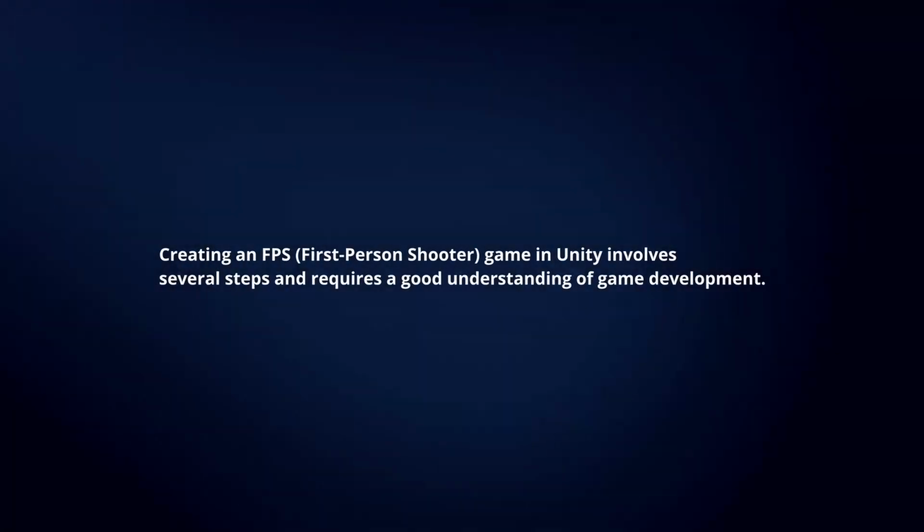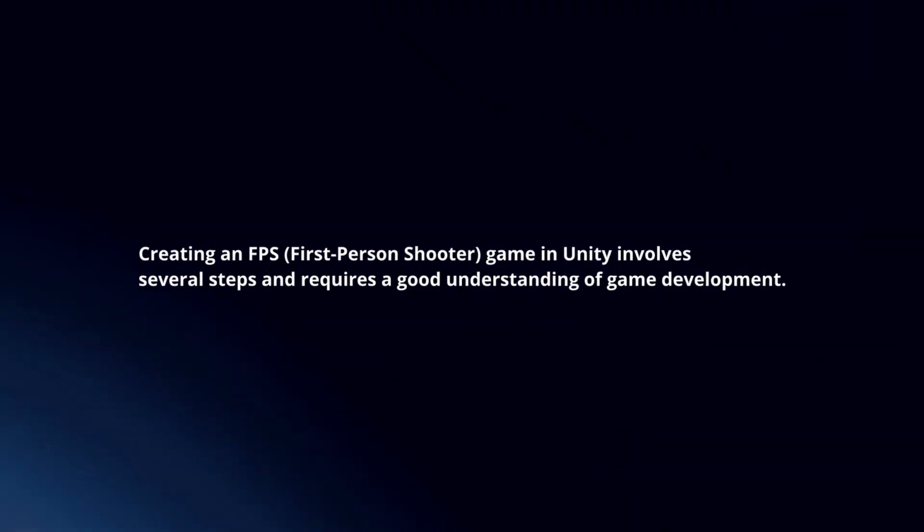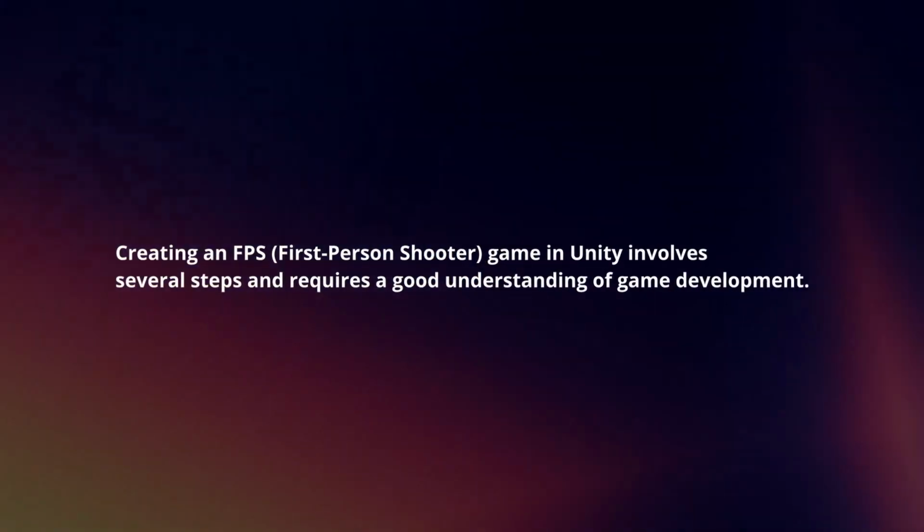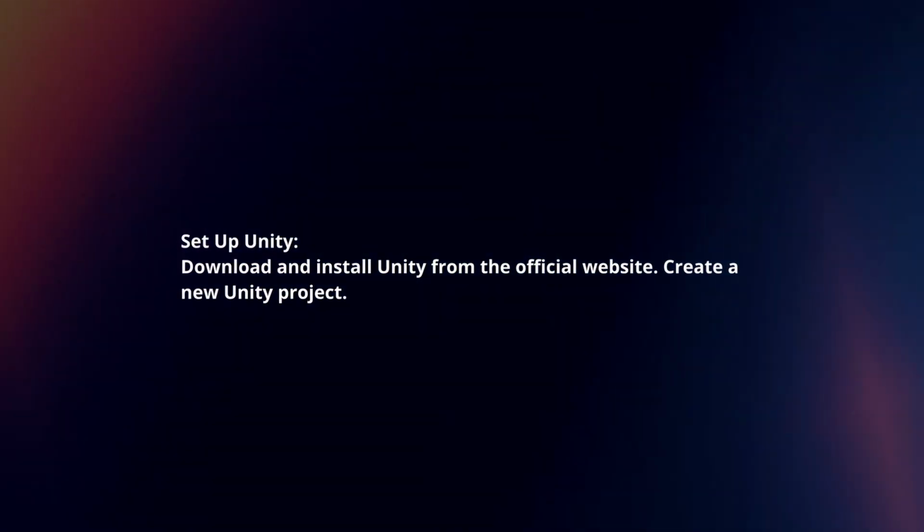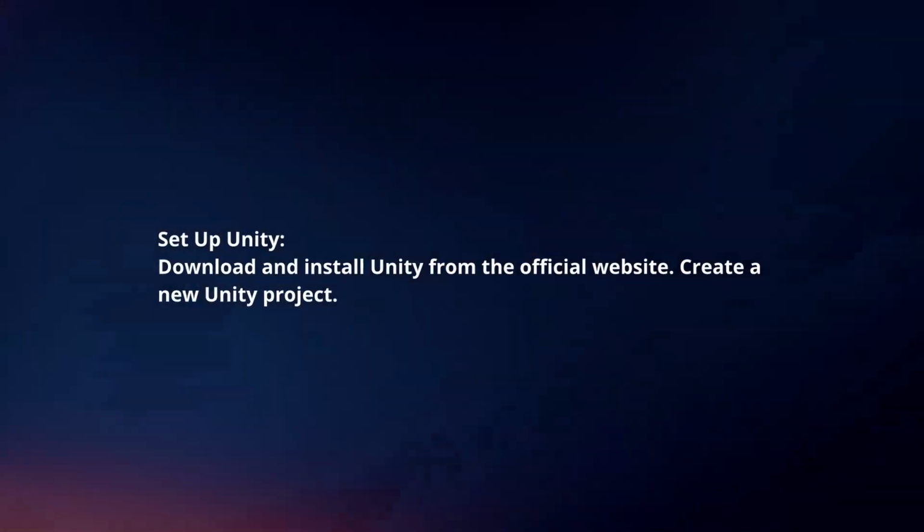Creating an FPS game in Unity involves several steps and requires a good understanding of game development. Here's a concise guide. Set up Unity. Download and install Unity from the official website. Create a new Unity project.